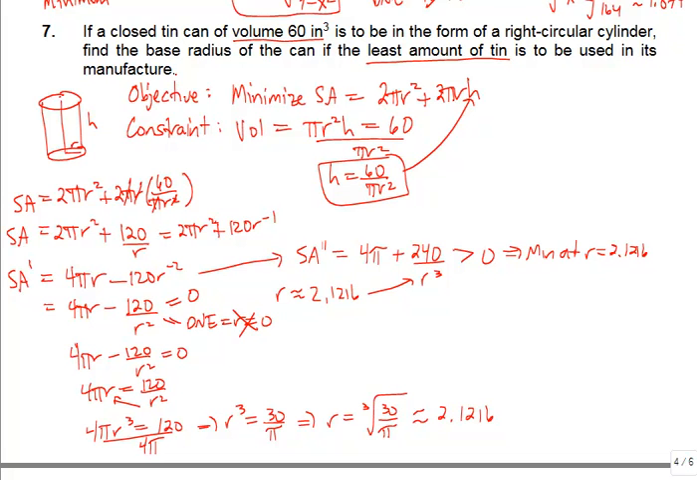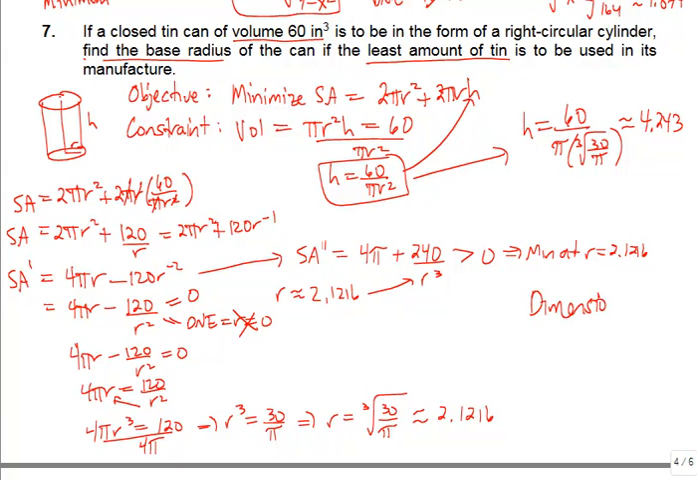This particular question is actually only asking us to find the base radius, but sometimes and usually you do want to know the height as well. So if you wanted to know the height, you would just go up here and you would plug in that cube root of 30 over pi, or you could use the decimal value as well, and you're just going to get a decimal for that h, and it's about 4.243. So our dimensions here would be our radius, which is approximately 2.1216, and these are in inches, and our height is about 4.243 inches.